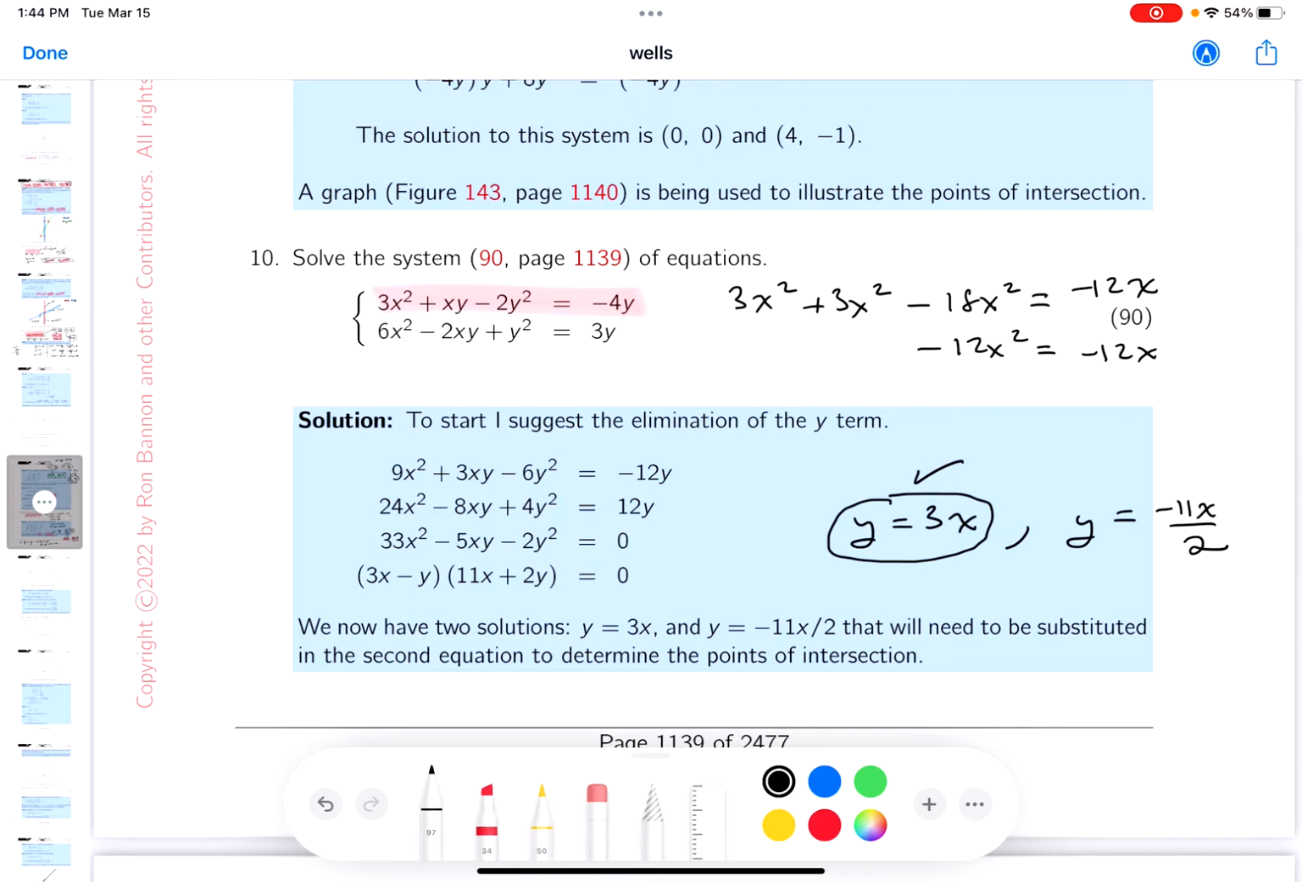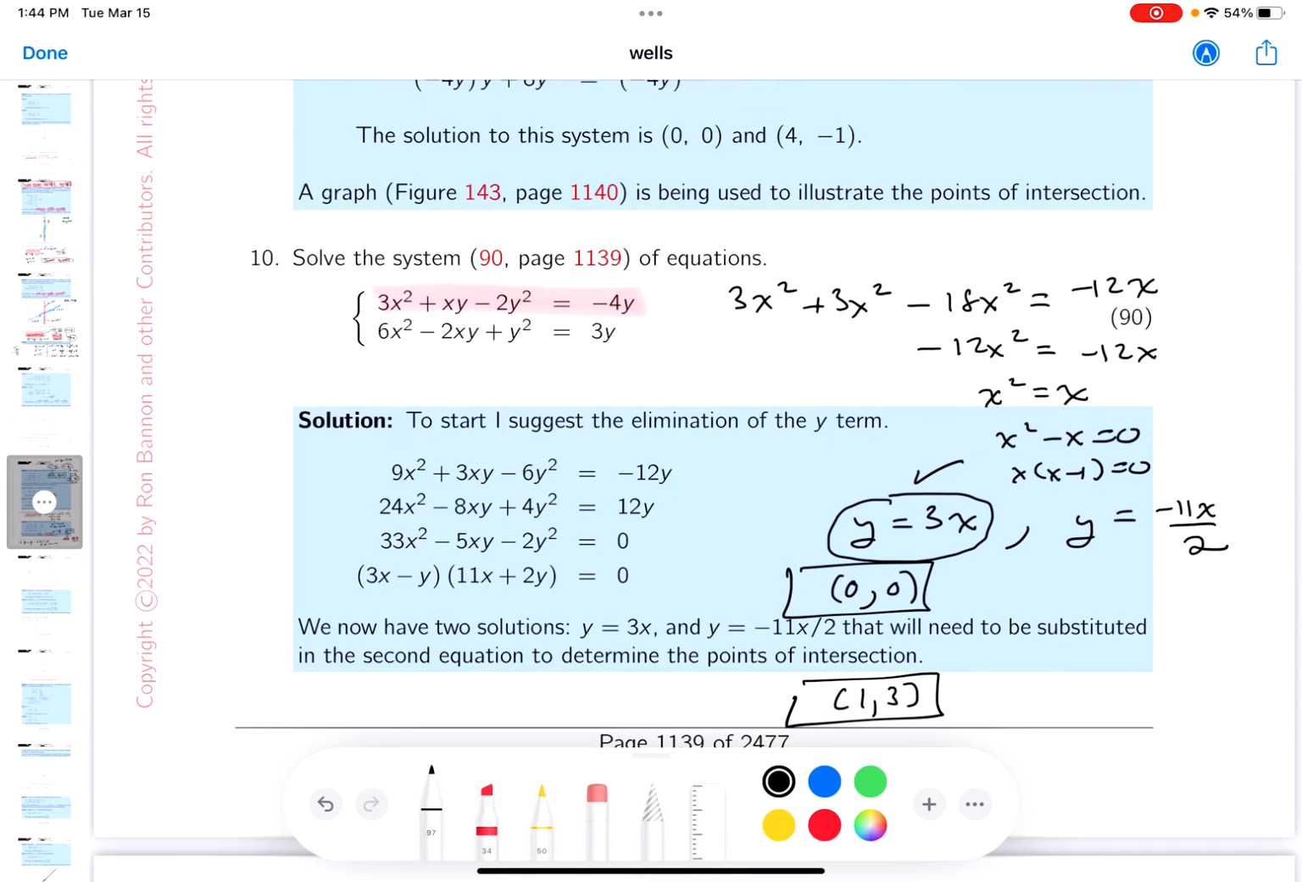Don't divide by the variable. You could lose a solution that way. I'm just going to divide by minus 12, though. You would get x squared is equal to x. x squared minus x equal to 0. x times x minus 1 is equal to 0. Get two solutions. The one solution would be x is 0. If x is 0, what would y be? 0. The other solution would be where x is 1, and what would y be? It would be 3. So I found two answers. This is one answer. This is another answer.